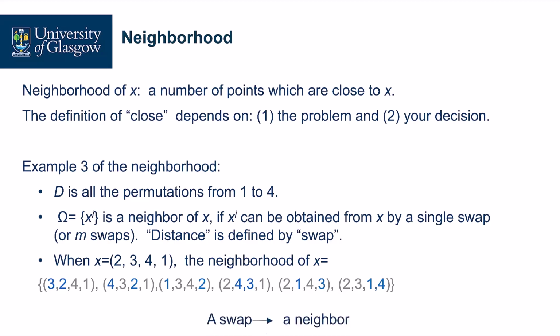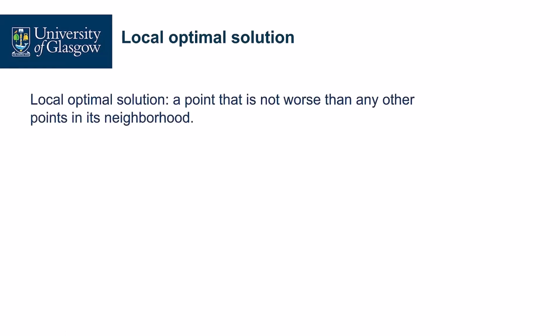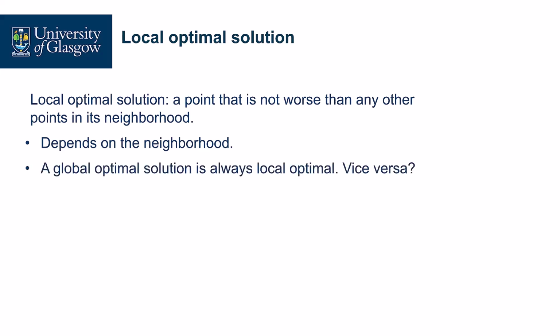So then we can talk about the local optimal solution. A local optimal solution is a point that is not worse than any other points in its neighborhood, not in the whole search space, in its neighborhood. So this depends on what neighborhood you select, right? If you select the search space as the neighborhood, then the local optimum is a global optimum, right? So that's why a global optimal solution is always a local optimum, because the neighborhood is defined by you. If you define the neighborhood as the whole search space, then that is a global optimal solution.